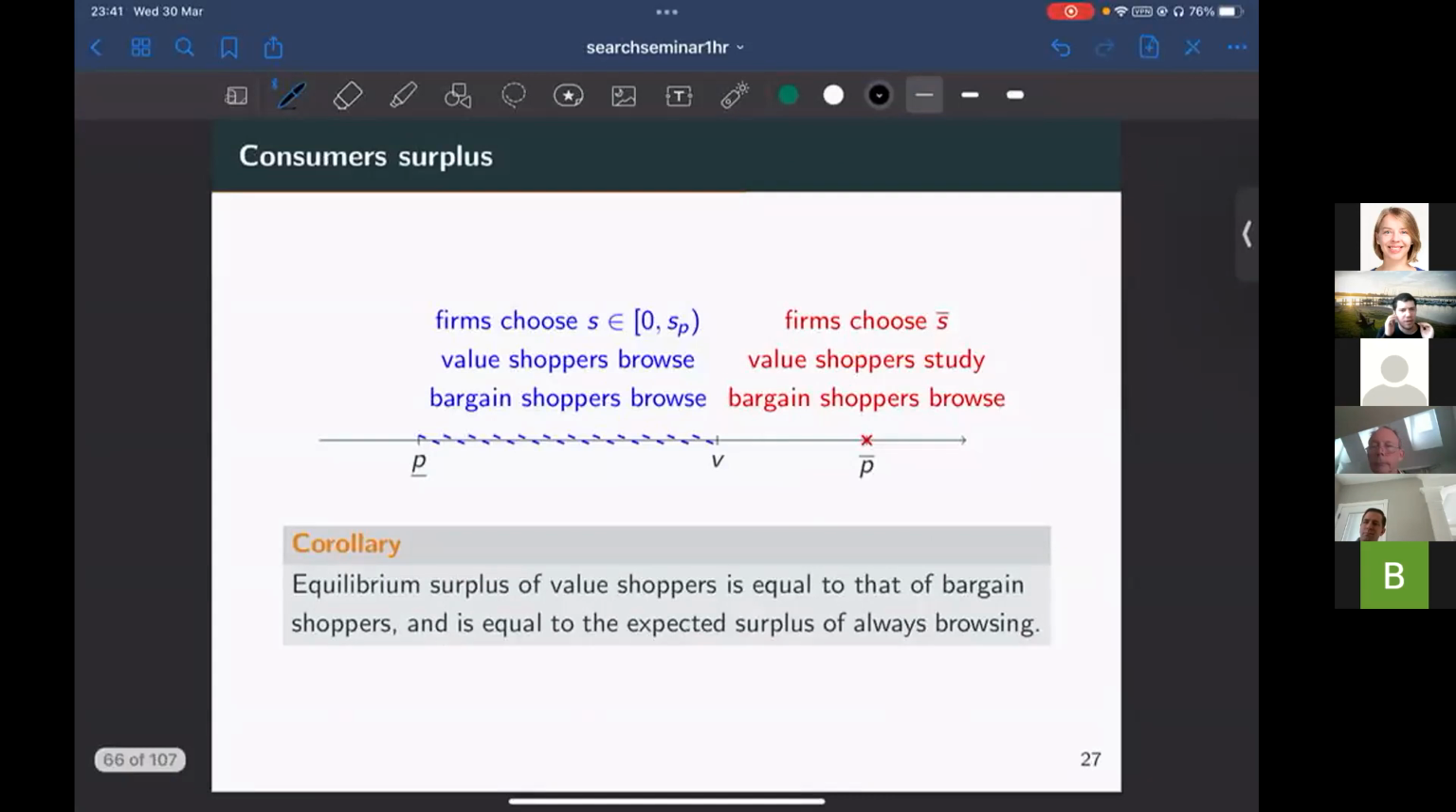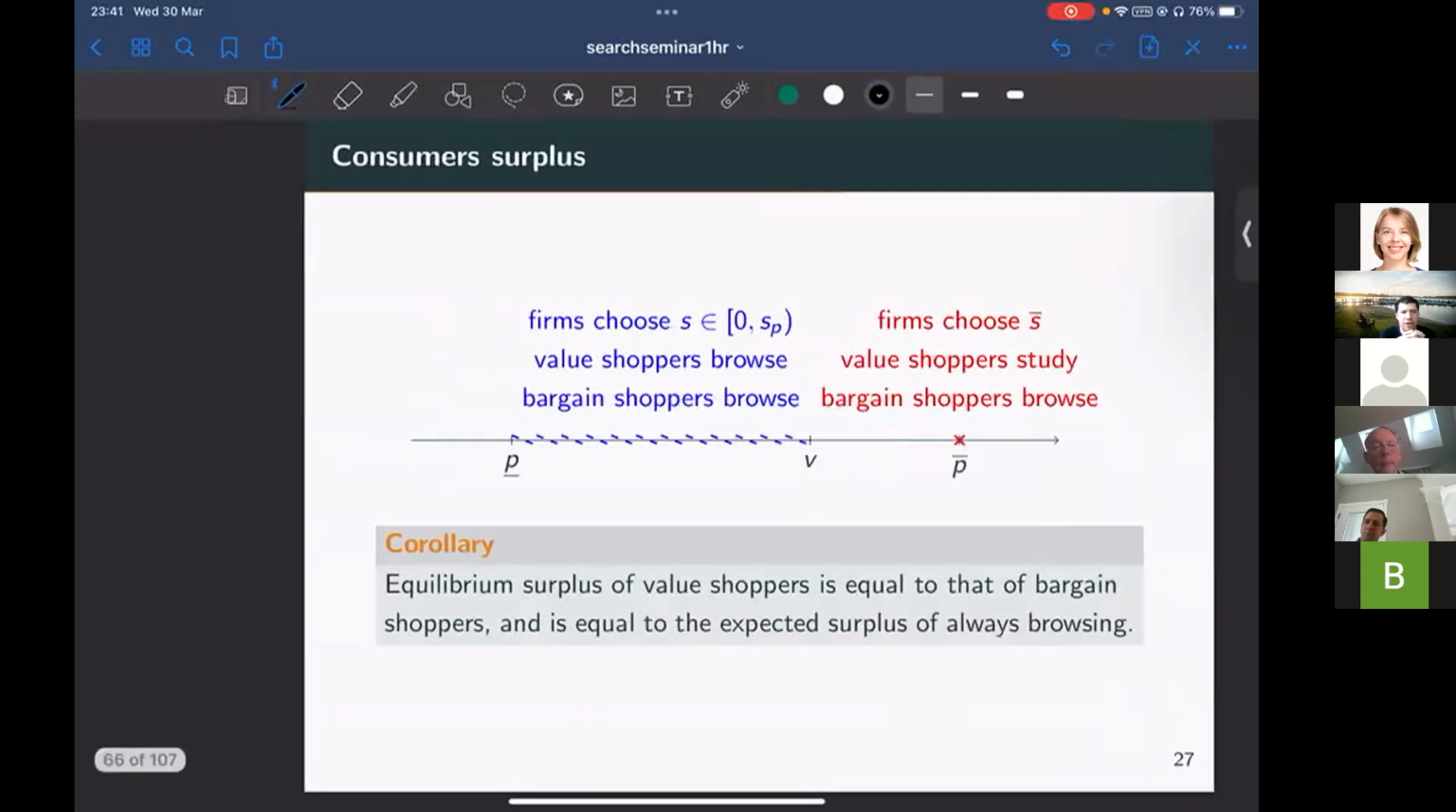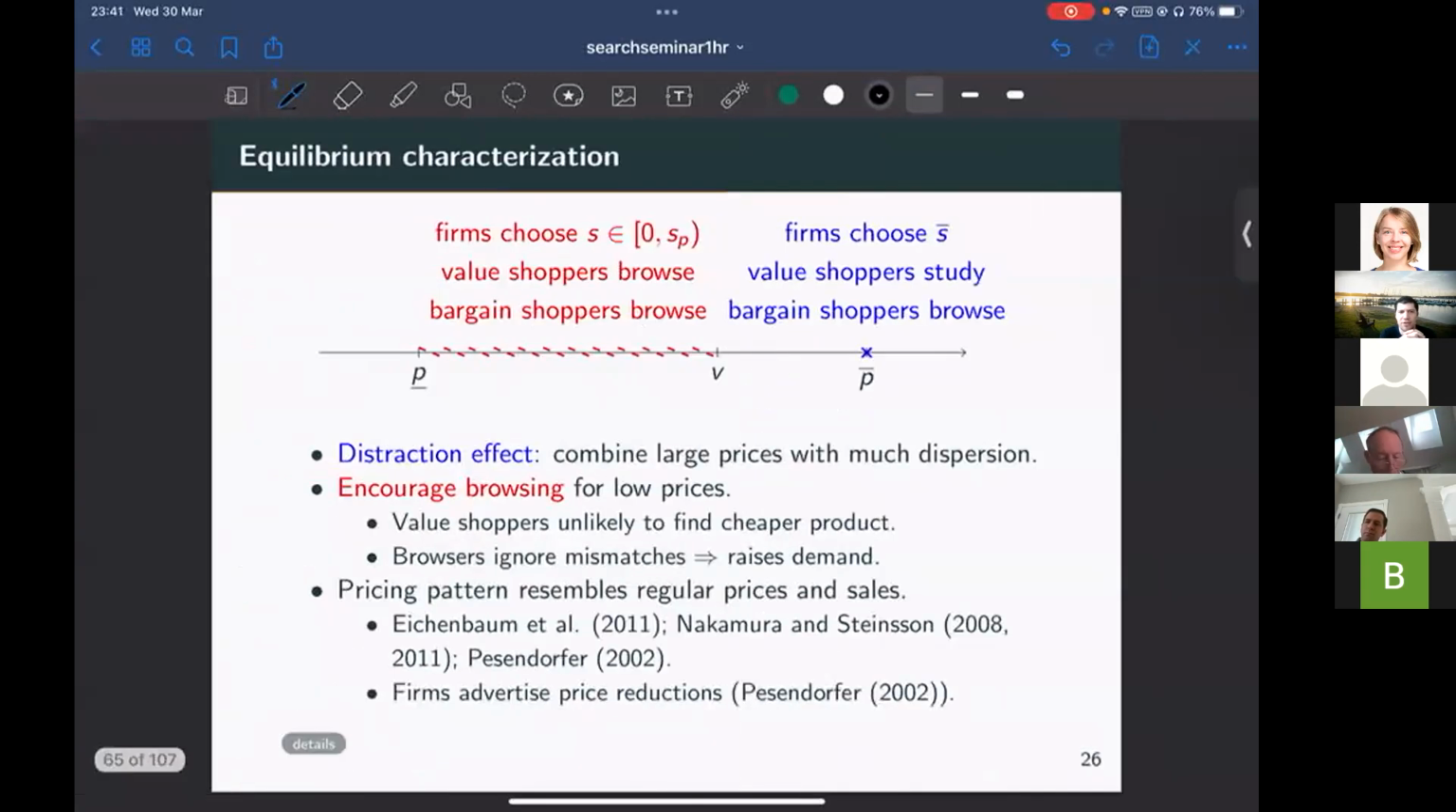Can I ask one? Yes, please. I'm trying to remember. In general, even if you didn't have search, would you be finding that more dispersion here would mean higher prices? So, in general, are you really just finding that more dispersed values allow a firm to price higher?